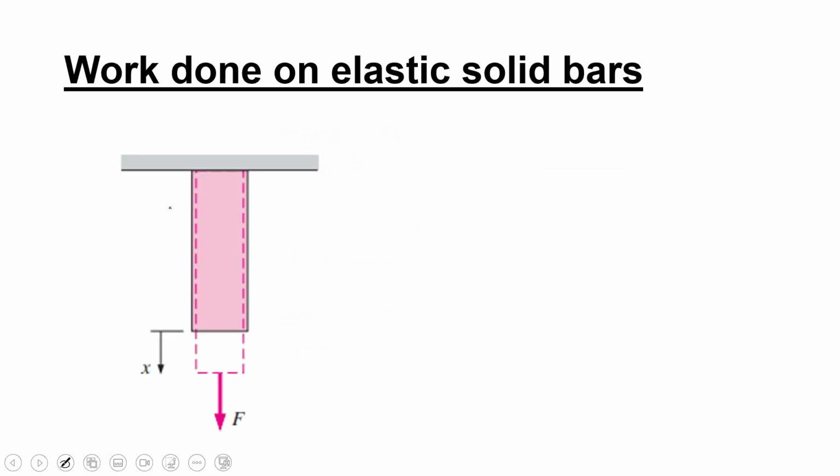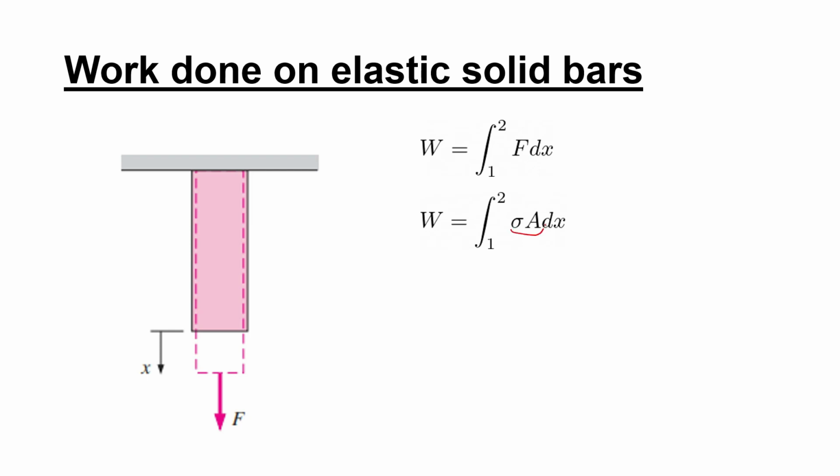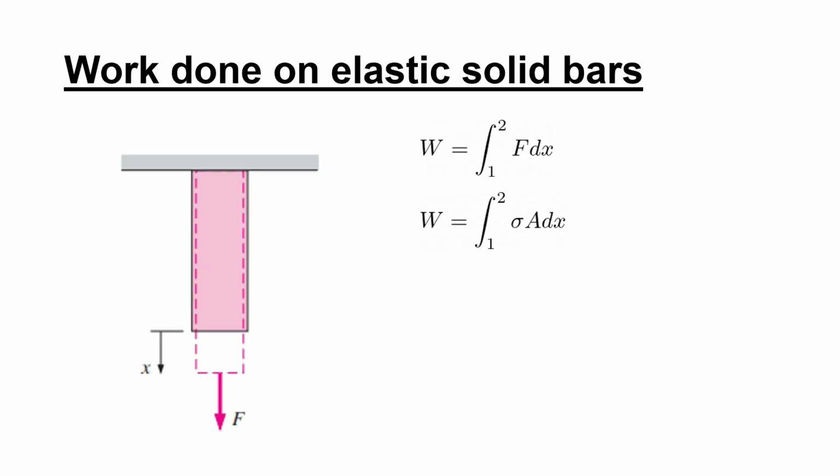And then similarly you can calculate the work done on elastic solid bars, because elastic solid bars can be assumed as a spring. So when you apply a force, you can easily calculate the work as integral 1 to 2 F dx. So here, F is equal to the stress into area, sigma A into dx. So you can calculate the work. So these are the different types of work.